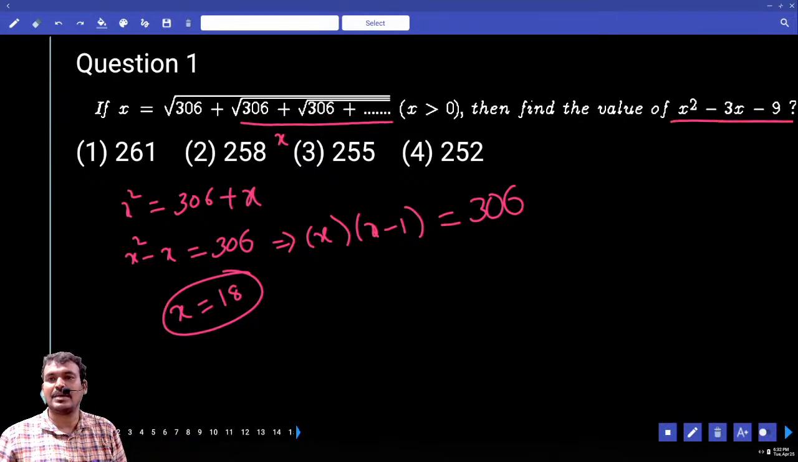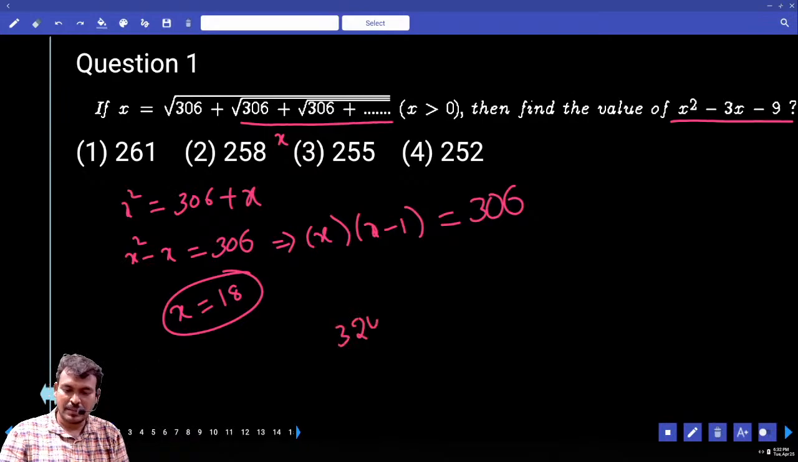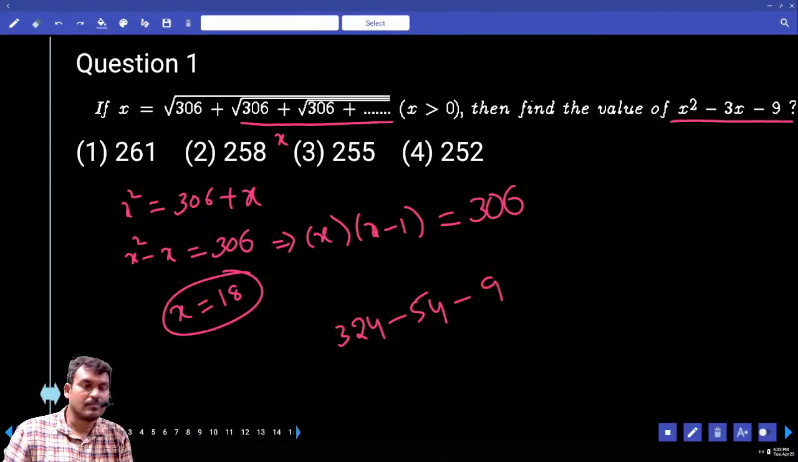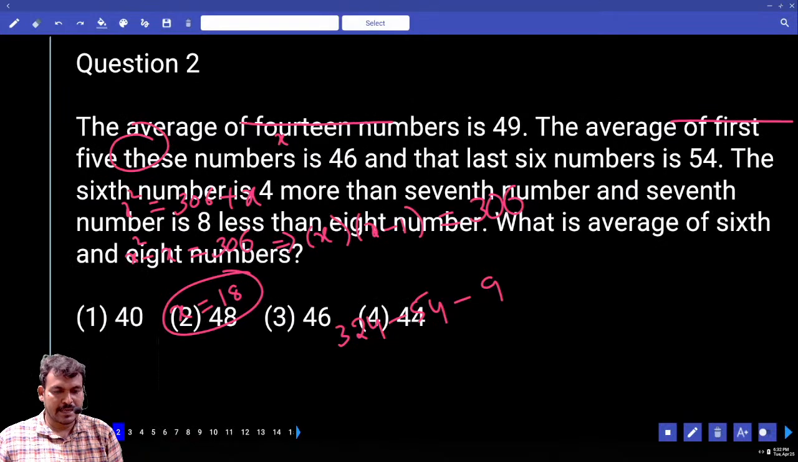Okay, what is the question here? X square minus 3x minus 9 equal to 0. What is the x square? 324. 3x is 54, minus 9. What is the answer? 261.